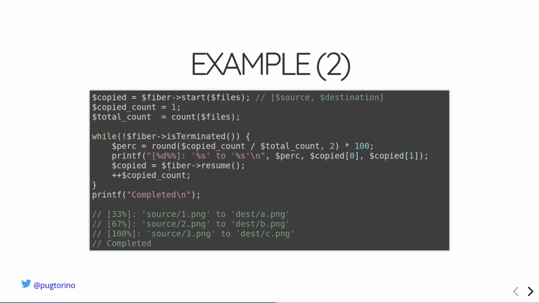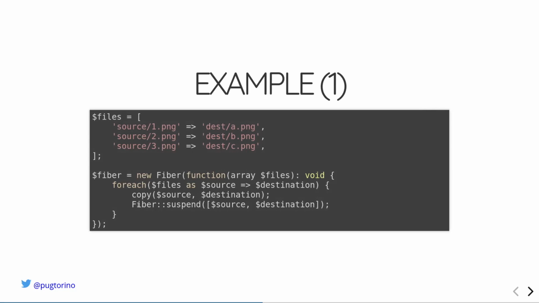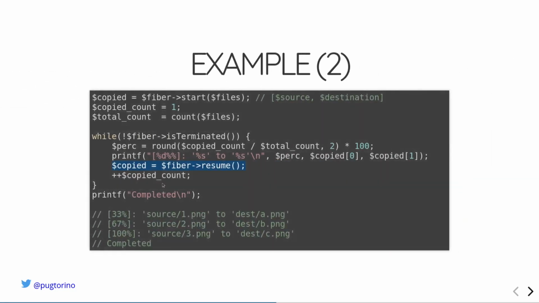After this, we can resume the execution of the fiber using resume. We are not passing any information here, and basically this will go to the next value, because we have suspend for each element here. We can increment the count and proceed again with the loop until the fiber is terminated.